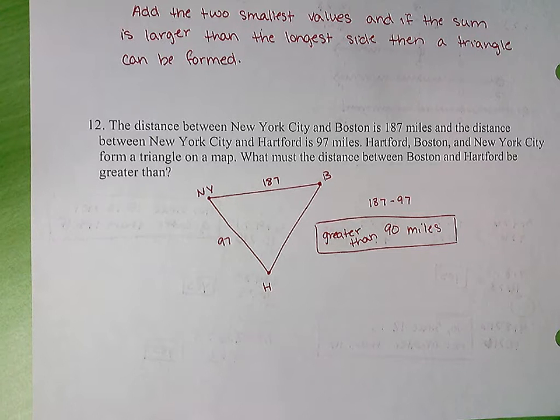What does it have to be less than? How do I find what it has to be less than? You add it. What do I get when I add it? 284. Okay, so that distance would have to be less than 284 miles, but it only asked for what it would have to be greater than, and that would be 90. Okay, does that make sense? It does help to draw out that picture of what's going on just to kind of help you along there.